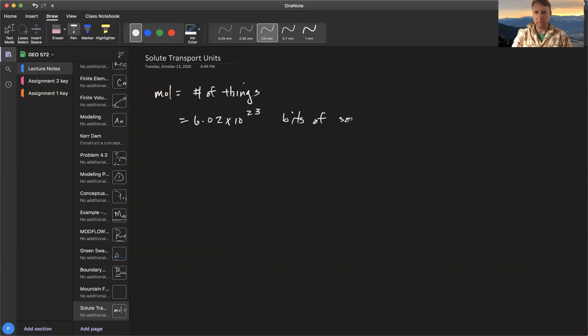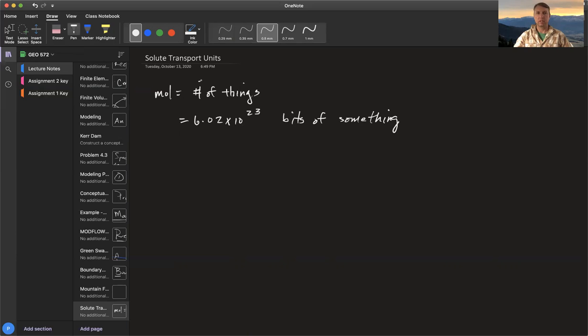So we could have a mole of anything, a mole of beers, or be a lot of beers, probably not even ever been a mole of beers on the planet yet, but we could have a mole of beers, right? So a mole is just 6.02 times 10 to the 23rd. It's just the number of things.